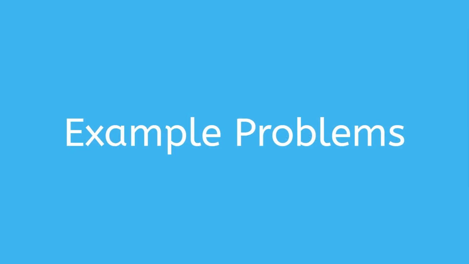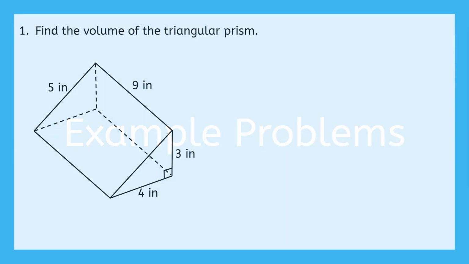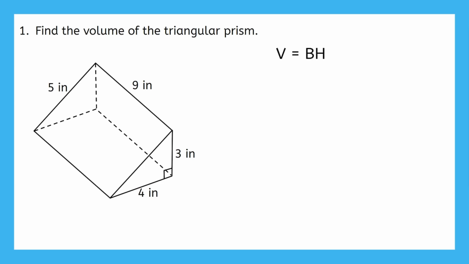Let's practice finding the volume of a couple of prisms before we try the candy container. Example number 1 says to find the volume of the triangular prism. To do that, we need to use the volume of a prism formula, V equals big B times big H, which says to multiply the area of the base times the height of the prism. We'll start with the area of the base.